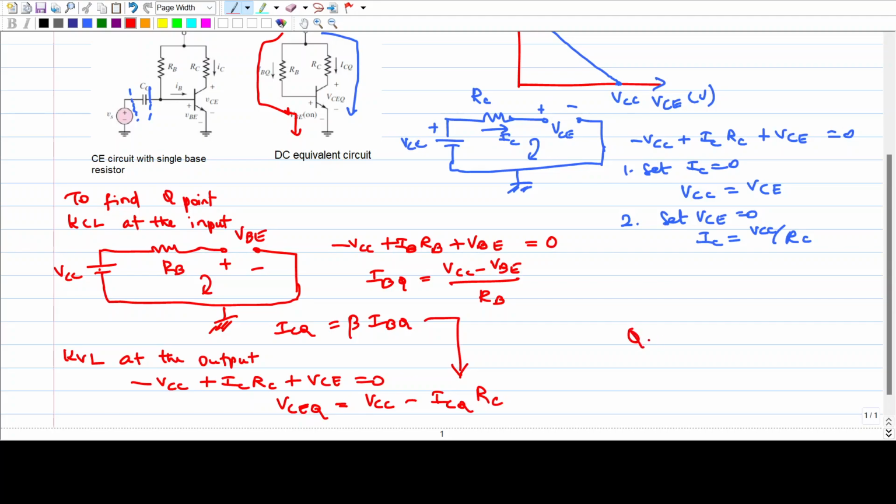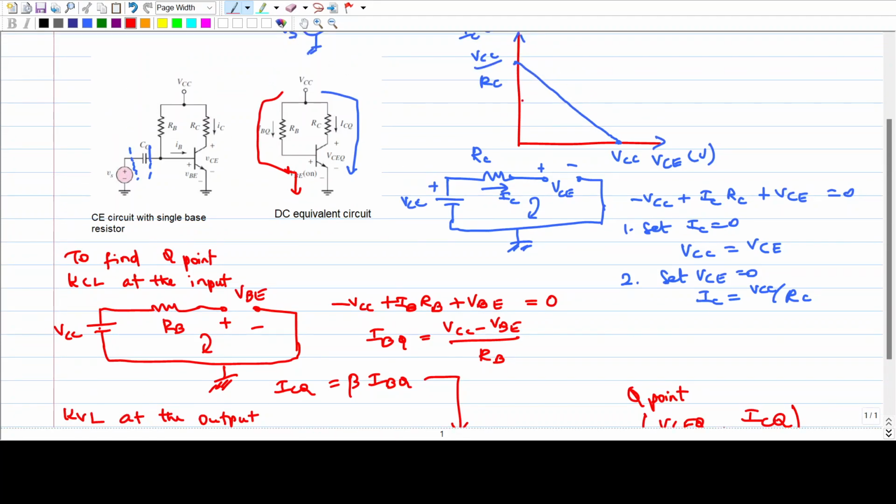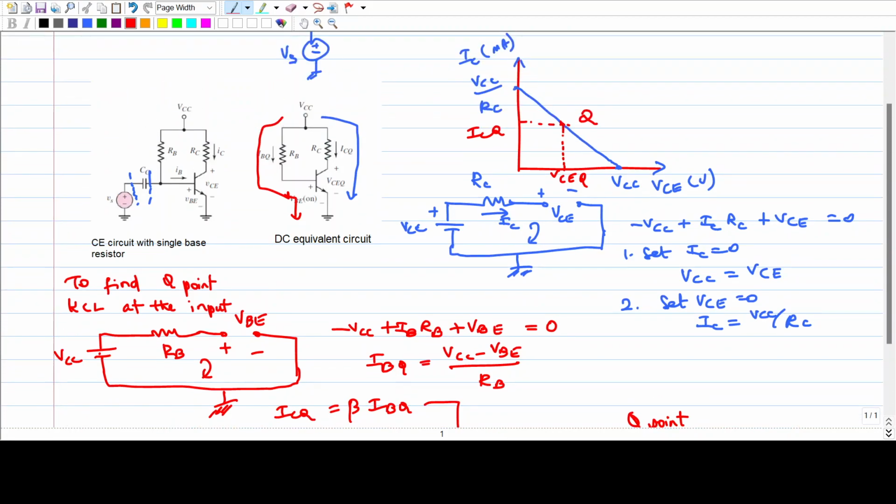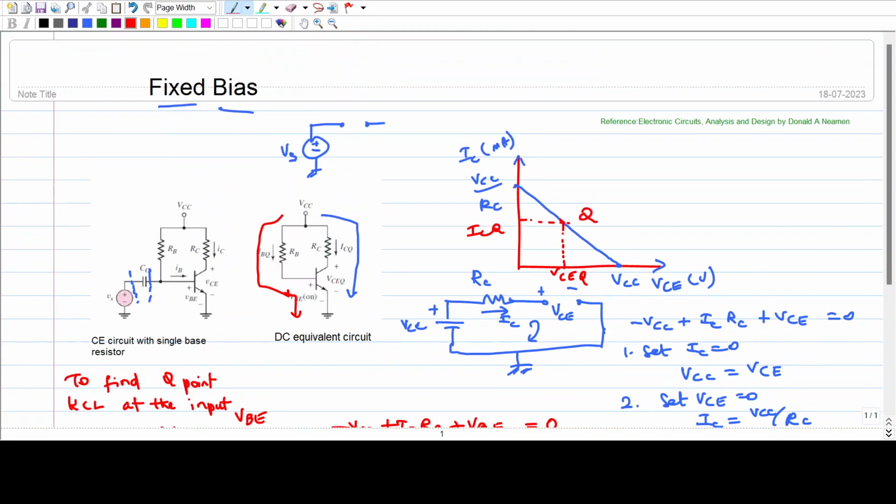So now we have got the Q point, VCEQ comma ICQ, that we can plot here. This is the Q point. This point is VCEQ and this point is ICQ. In the next video, we will solve a numerical on this, and we will discuss the disadvantage of this fixed bias. Thank you.